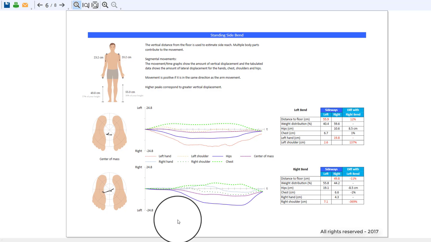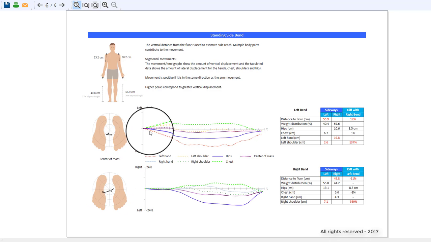When looking at the biomechanics report, it becomes very clear how the body behaves. So bending to the left-hand side, we see that there's not so much movement at the center of mass. And when bending to the right-hand side, we can see that there is a considerable movement of the center of mass.